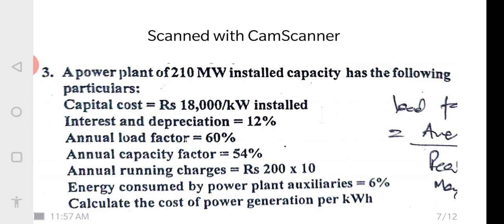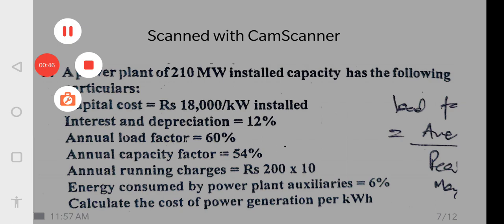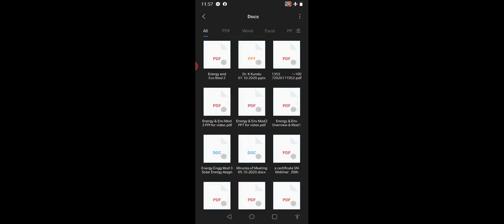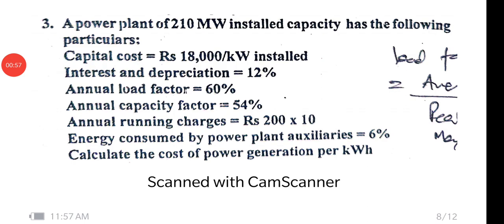Annual running charges are rupees 200 into 10 raised to 6. The 10 raised to 6 is missing here. The annual running charges are rupees 200 into 10 raised to 6. Energy consumed by the power plant auxiliaries is 6%. So we have to calculate the cost of power generation per unit, that is per kilowatt hour.